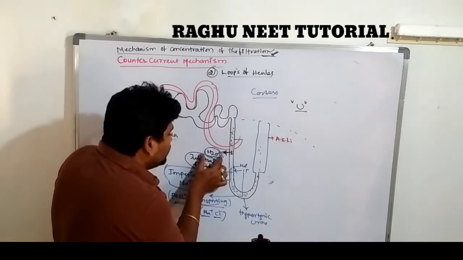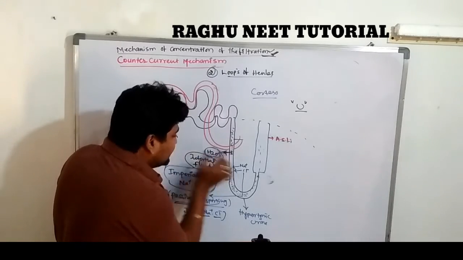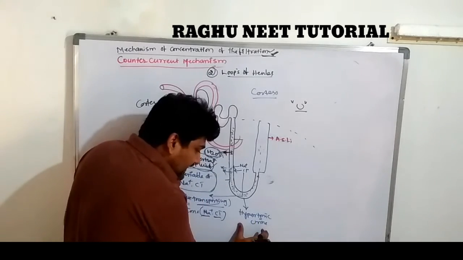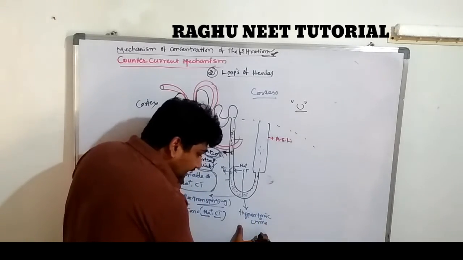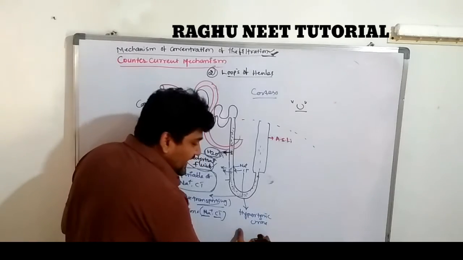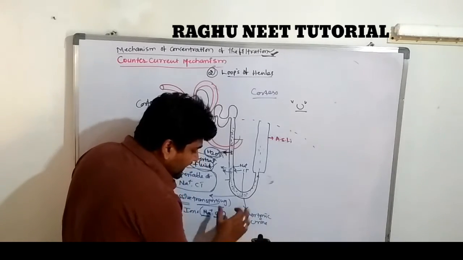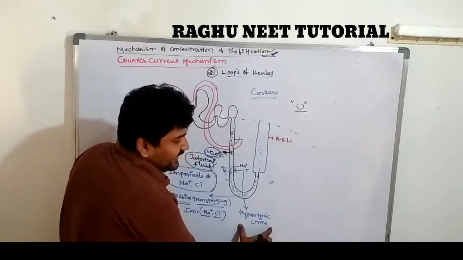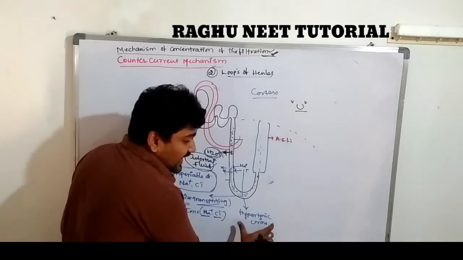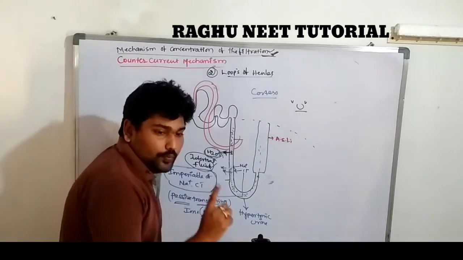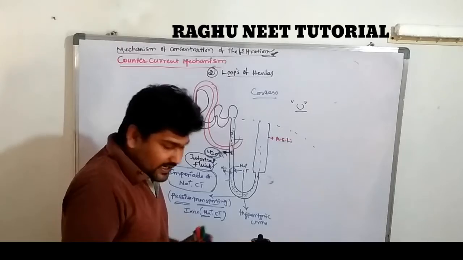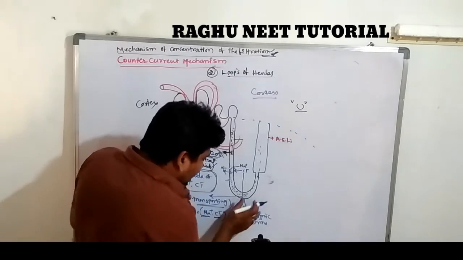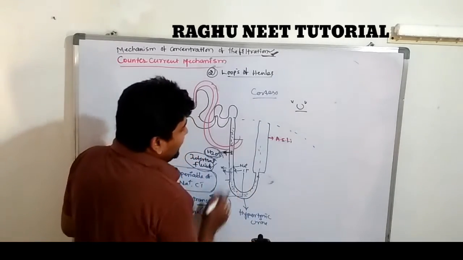Excess amount of water, a huge amount of water, is permeable from the ascending part. So less water and a huge amount of uric acid, hippuric acid and creatinine are there in the loop of Henle. So the urine will be converted into concentrated urine. That is known as concentrated or hypertonic urine in the loop of Henle. Are you clear?